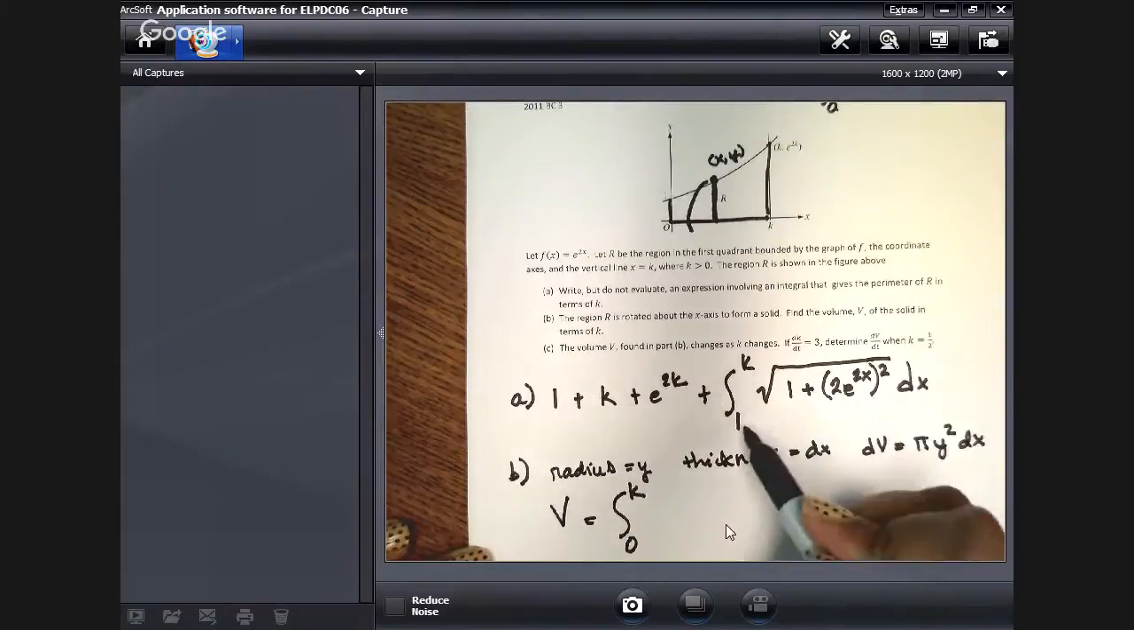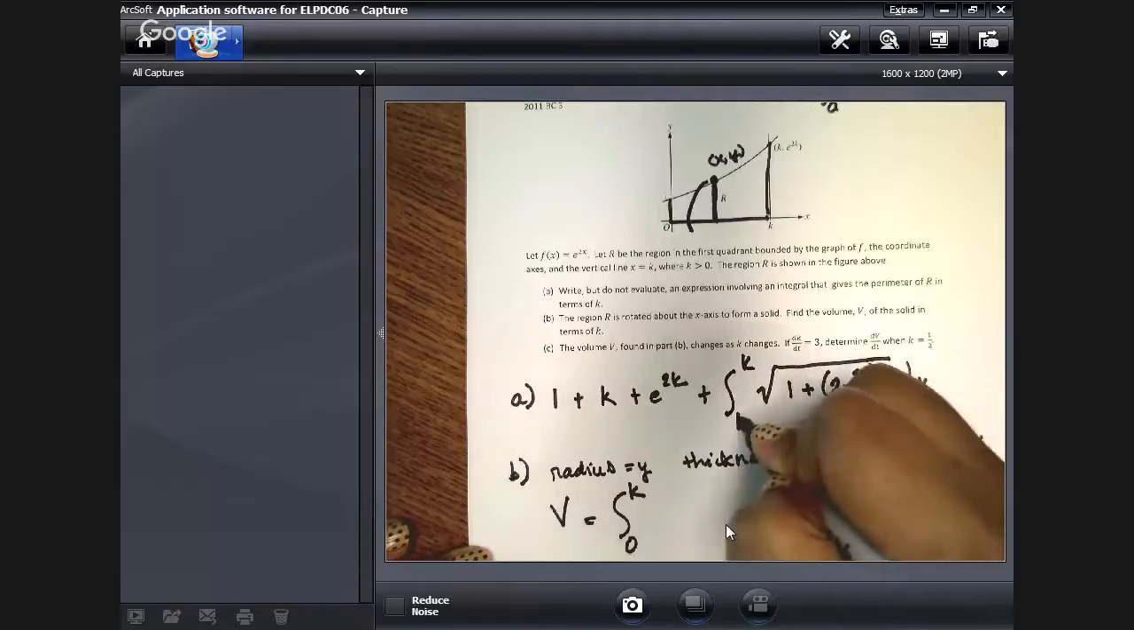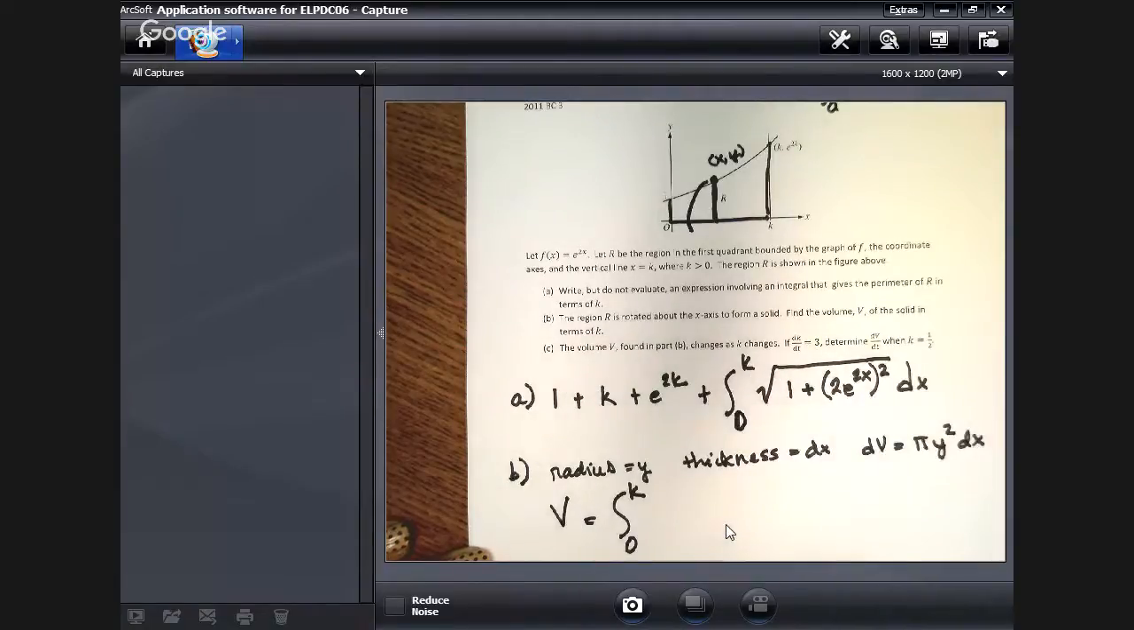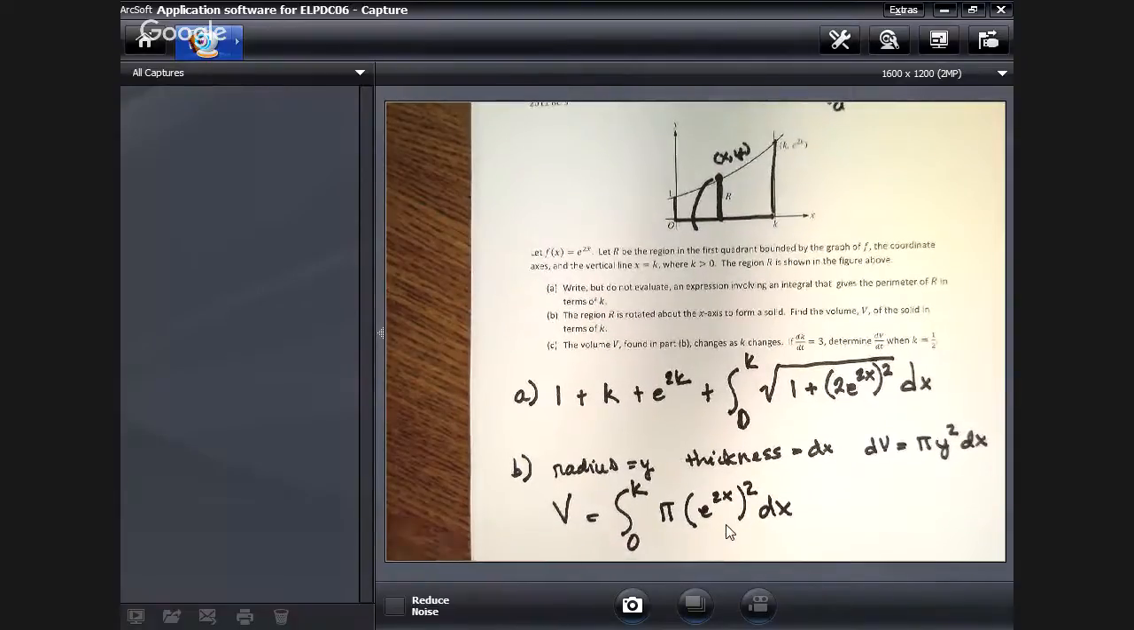Oh, I just noticed something. I made a mistake up here, right? This lower limit should be 0, not 1. I'm sure somebody's at home going crazy because I wrote a 1 there and not a 0, but it should be 0. From 0 to k of pi times y, which is the function e to the 2x squared dx. This is the important part, and this is actually the hardest part of the problem to me, is setting it all up.